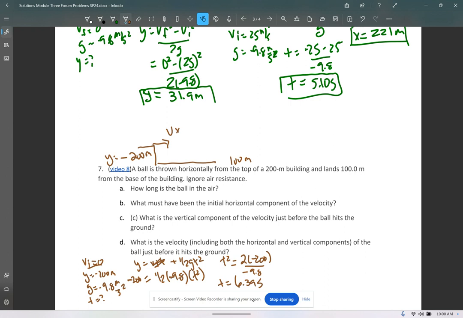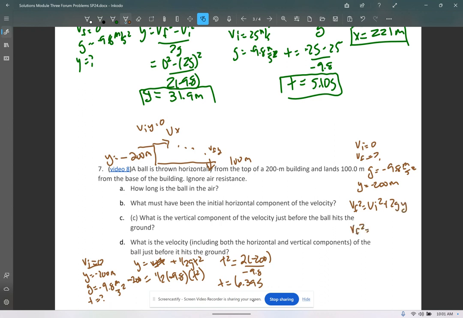And then it wants to know the vertical component of its velocity just before it hits the ground. As it falls, it's going to have a vertical component. It started out with an initial Vy of 0, and then we're looking for its final Vy. So when we find this one, we know that Vi is 0, Vf is what we're looking for. Gravity is negative 9.8 meters per second squared. We could use our time, but if we were wrong, we're going to get this wrong too. So the other thing I know is that it fell negative 200 meters. So we're going to use Vf squared equals Vi squared plus 2gy.